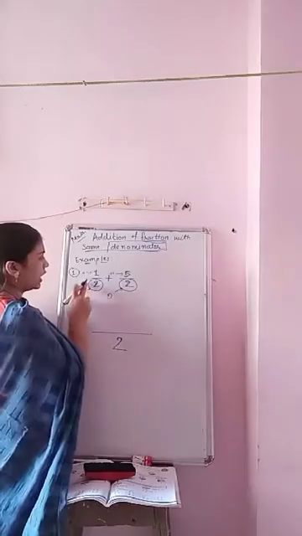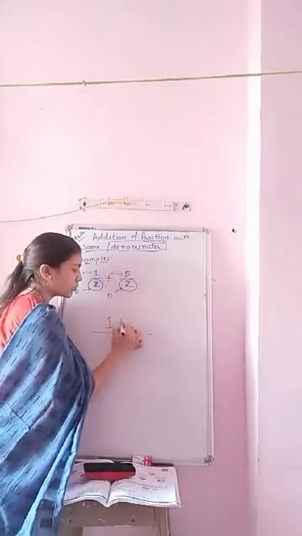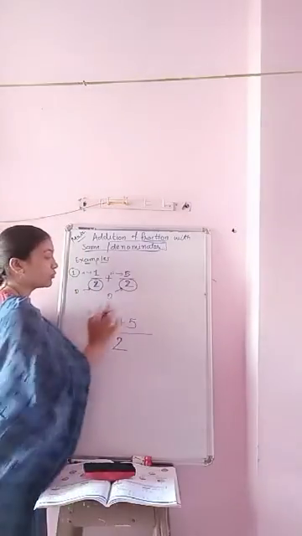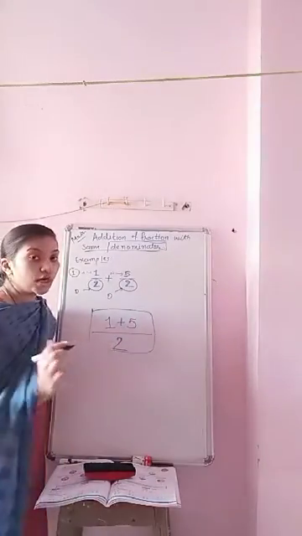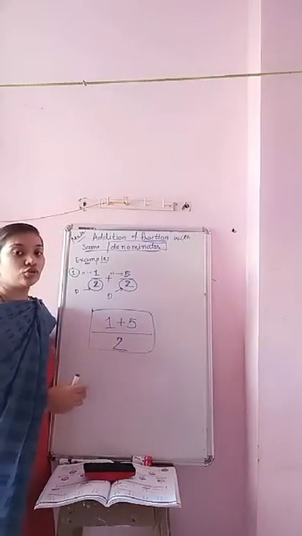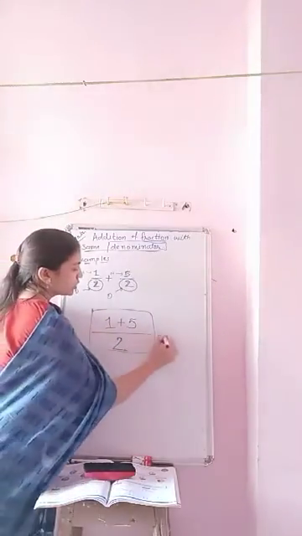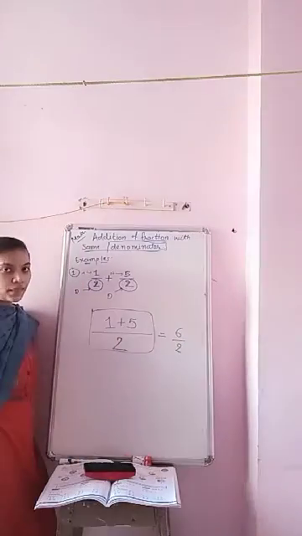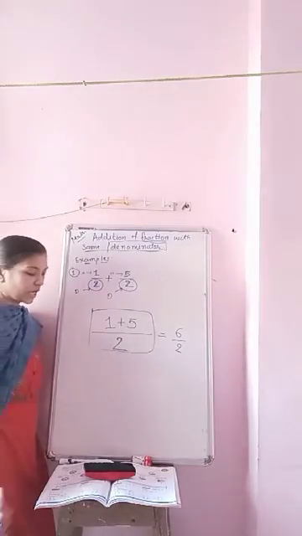Okay, so 1/2 plus 5/2. So how can you write down 1 plus 5? If the denominator of both fractions is same, then this will happen. So 1 plus 5 divided by 2, 1 plus 5 equals 6 by 2. This is the simple way of addition of fractions.